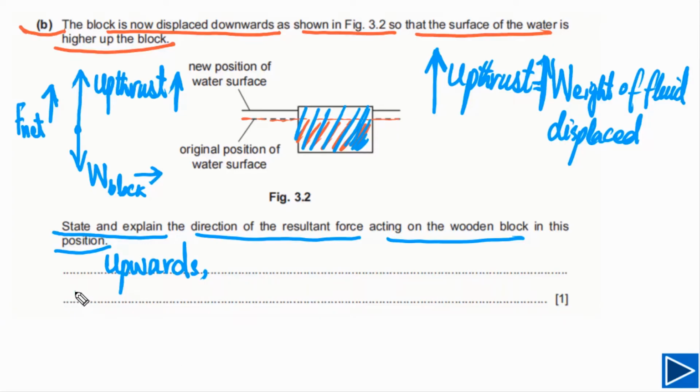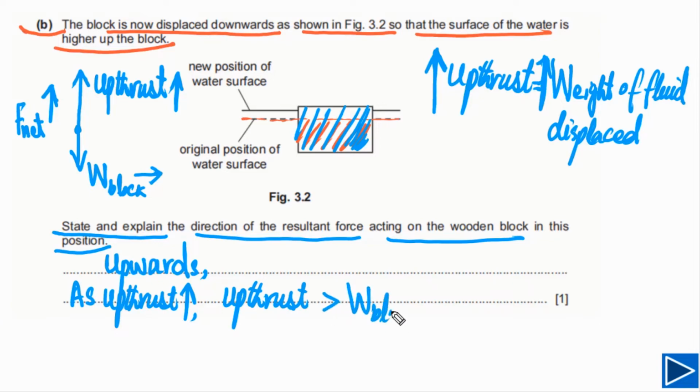So we can say as upthrust increases, because weight of the fluid displaced increases, so the upthrust is greater than weight. So simply we can write down here as upthrust increases, and upthrust is greater than weight of the block. Now upthrust is greater than weight of the block, so F net is upwards.